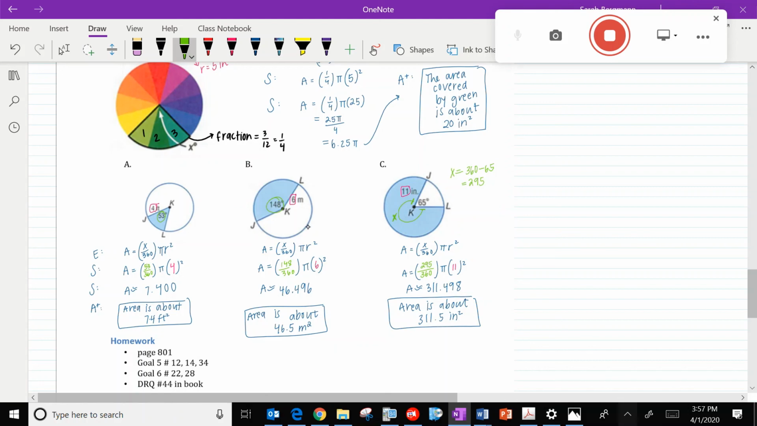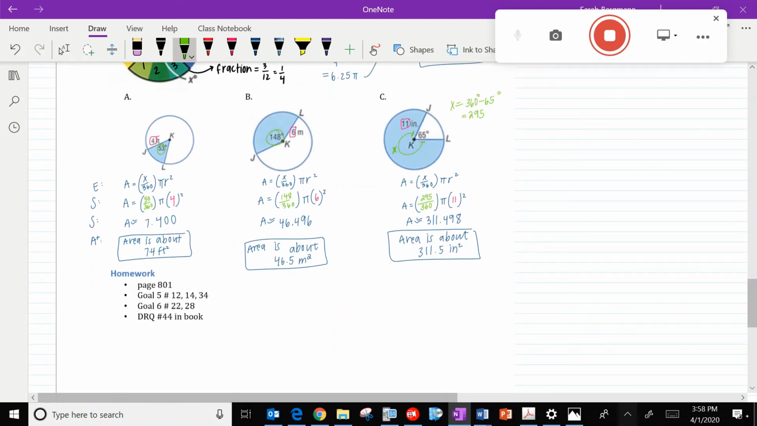So what you need to do first is we know that an entire circle is 360 degrees. So if you subtract 360 minus 65, that'll give you the leftover piece for the actual central angle of the shaded piece. So that's 295 degrees. That's what you need to plug in for X.